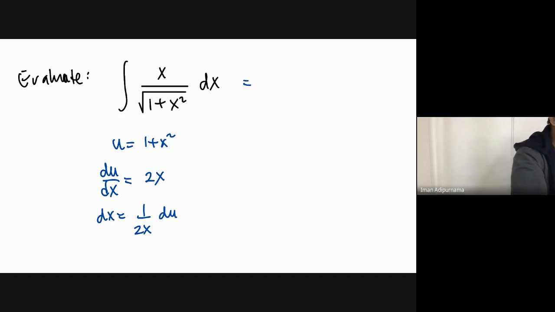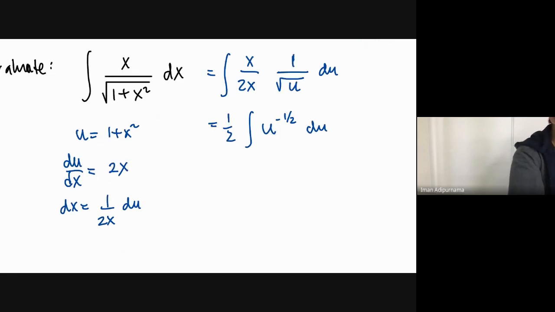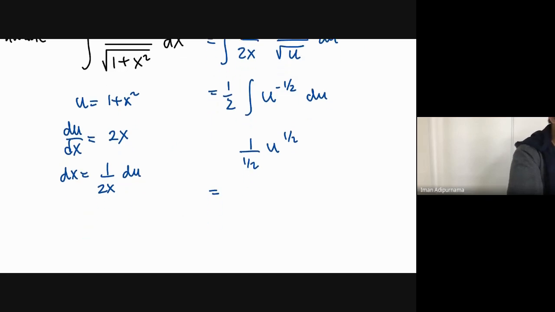So you can write this x over 2x, and this will be 1 over the square root of u, and then du. And then you can write u to the power of negative half, and then this will be half, and 1 over half. So we can cancel that out. This will result in the square root of 1 plus x squared plus c. Right?